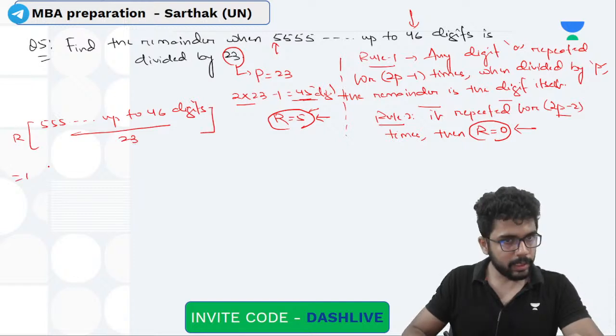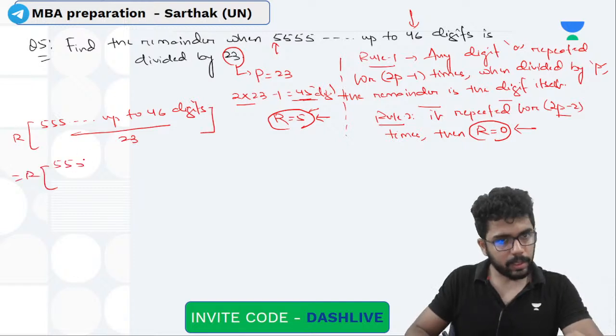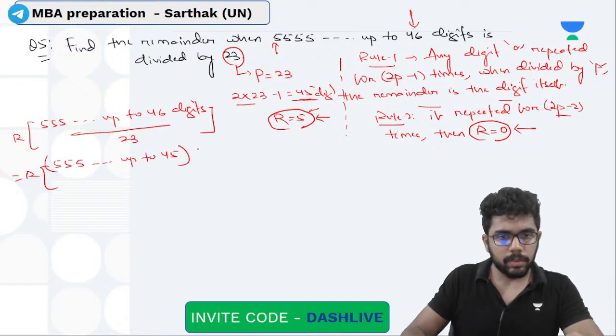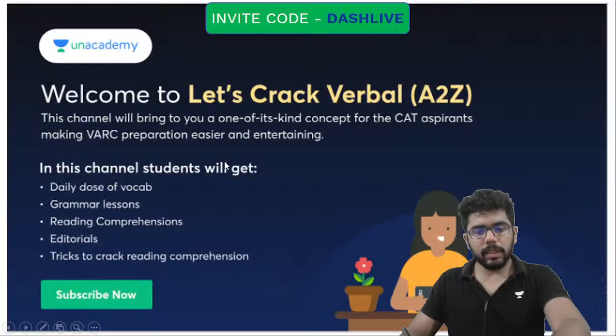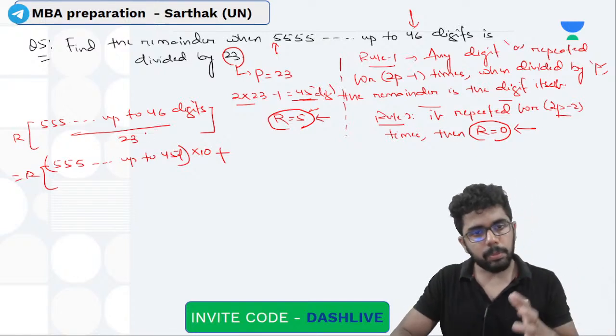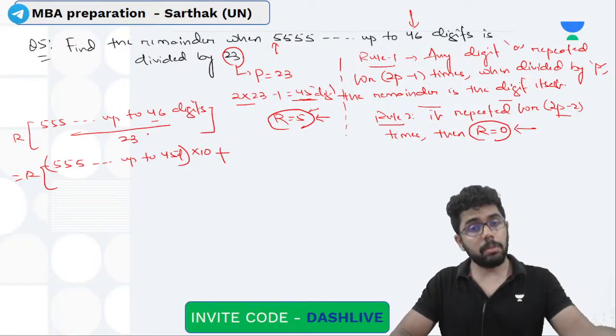So I'll write it in this way, it is 555 up to पहले 45 जितना तक पता है उतना ले लेते हैं, फिर उसमें 10 मल्टीप्लाई किया. तो 10 मल्टीप्लाई करने से क्या हुआ ना, you create the 46th digit. 555 up to 46 digits is a 46 digit नंबर.